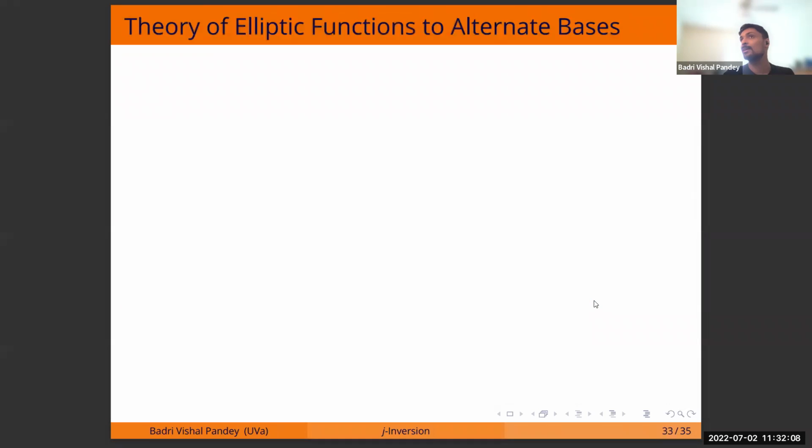They call this Ramanujan's theory of elliptic functions to alternative bases. The elliptic function comes from the fact that all the Gauss hypergeometric functions can be thought of as elliptic integrals, like integrals of some functions which are elliptic. Okay, and this alternative base, I'll tell you what that means.